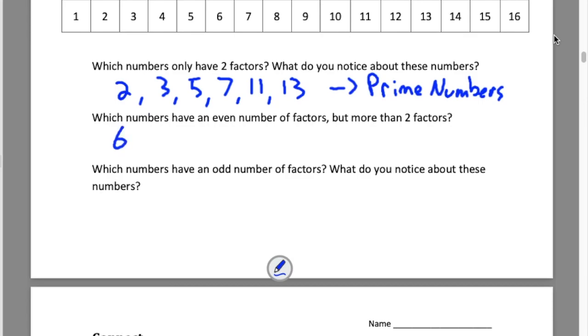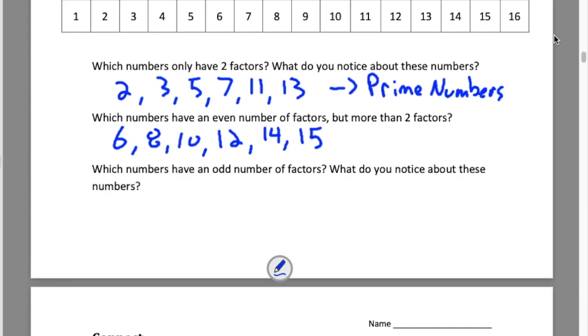Okay, the next number would be 8. If I keep scrolling over, the next number is 10. Okay, and if I keep moving over, we've got the number 12. It has, let's count, 1, 2, 3, 4, 5, 6 factors. So that is an even number, and it is more than 2. 13 only has 2. Then we have 14. That one has 4 factors. And if we look, we have 15 as well, which also has 4 factors. Okay? So those are numbers that have an even number of factors, but more than 2.